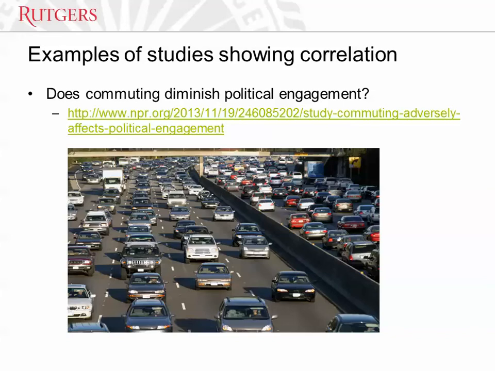So the example I'm going to use here is an interesting study that links commuting, how much time people spend commuting, and their political engagement, or how involved they are in various political issues and activities. This interesting study was covered by NPR, the radio network, and so let me just play that for you, and we'll take it from there.